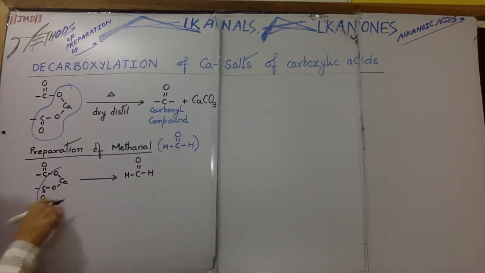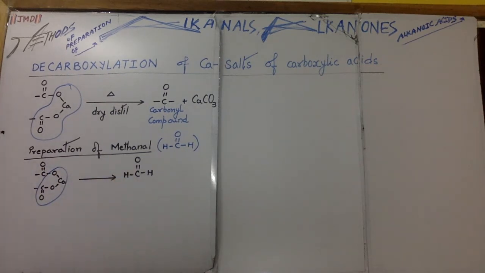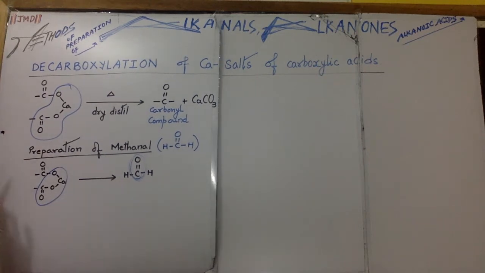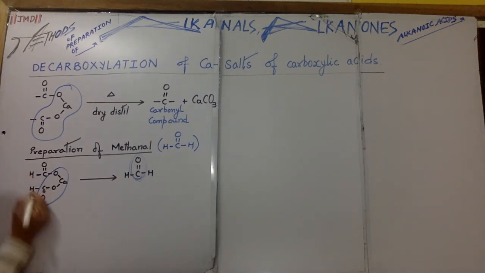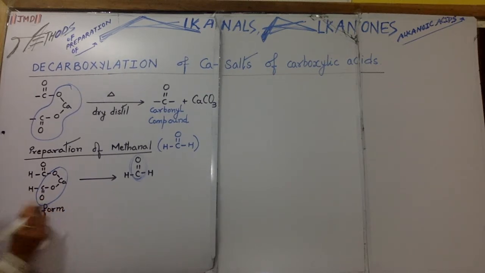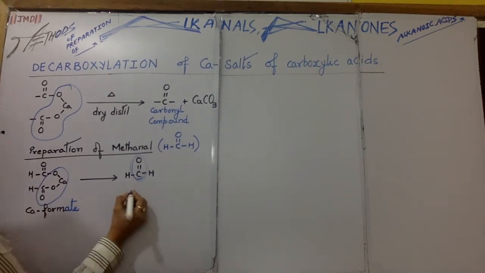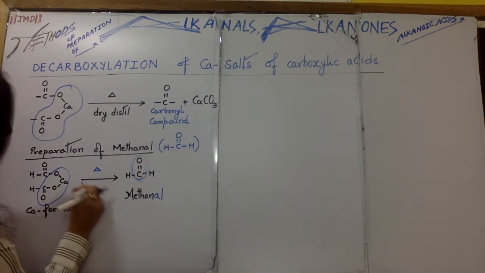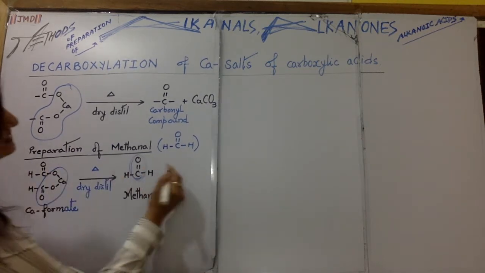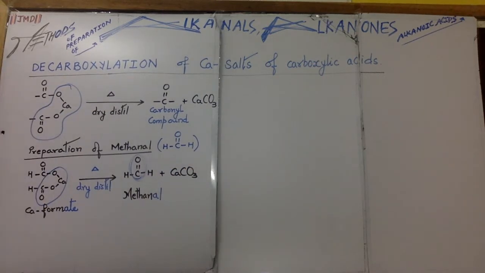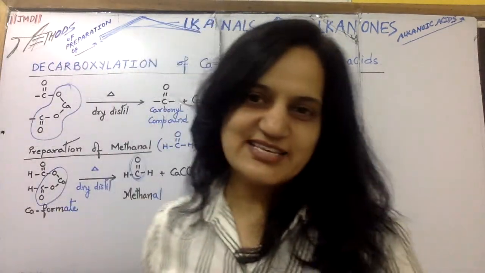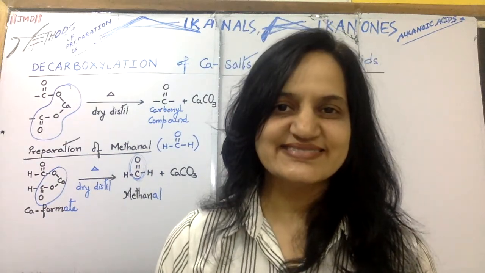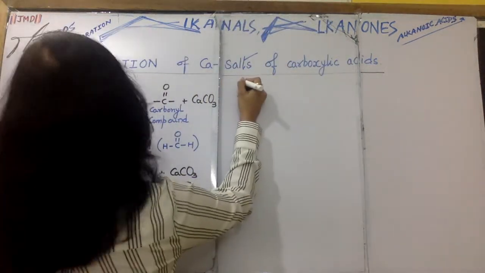And I also know C double bond O, that is C double bond O, this part I am getting from here. I just want these two H. So one H I write here, another H I write here. This is calcium salt of formic acid, so I am calling it calcium formate. And this is methanal. And I did dry distillation, and carboxyl is removed in the form of calcium carbonate. So, decarboxylation. In this, basically carbon dioxide is removed in the form of calcium carbonate.